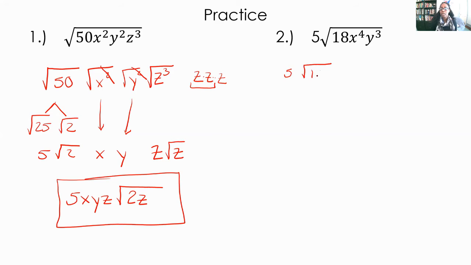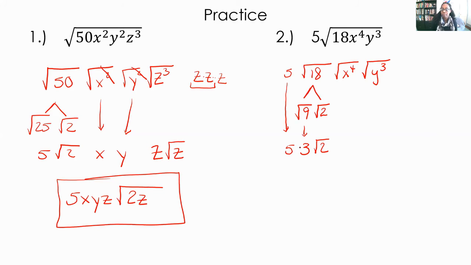I'm going to break down my square root of 18, x to the 4th, square root of y cubed. So square root of 18, that needs to be broken down. So what is my perfect prime combination? So we got 9 times 2, because the square root of 9 gives me 3, and the square root of 2, that's irrational. We can't break it down, so I bring it down. The 5 that's out here, that's going to come down as well, and that's multiplication.